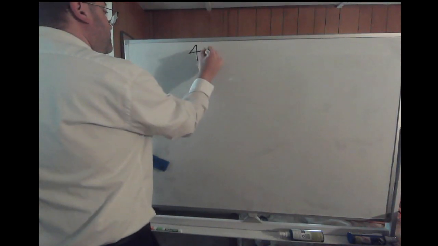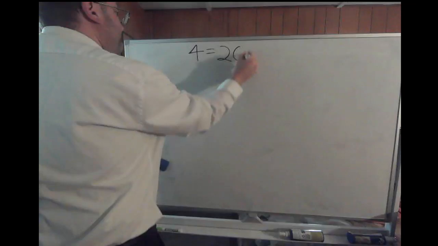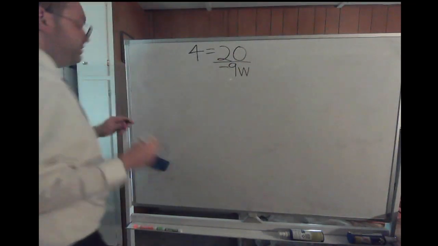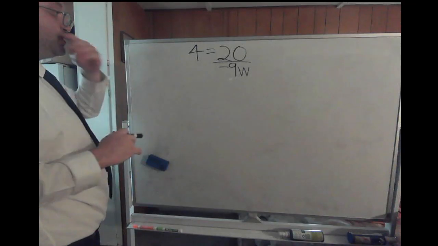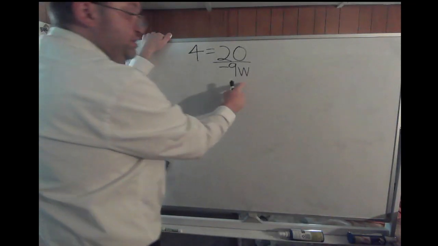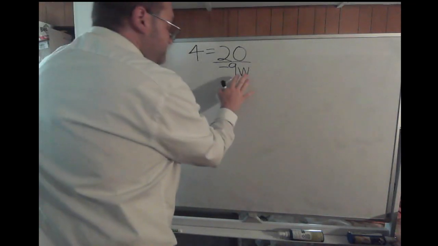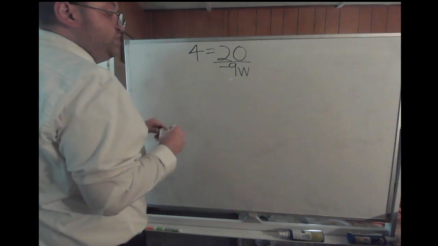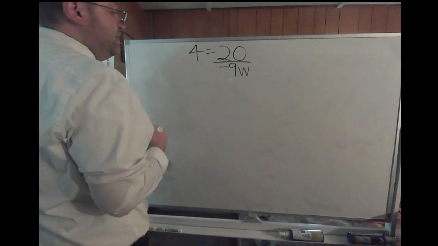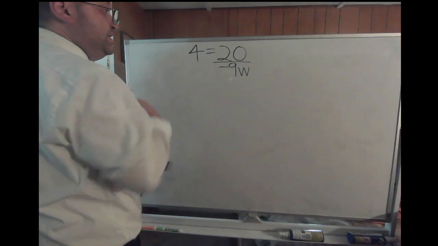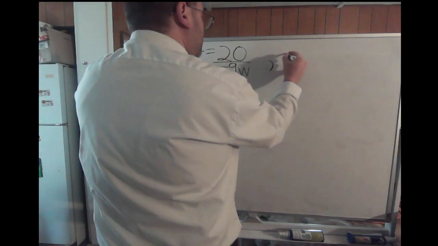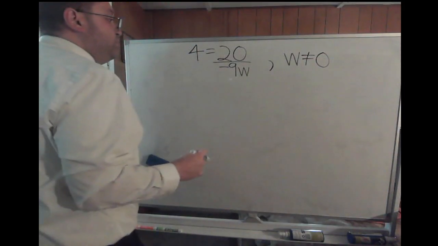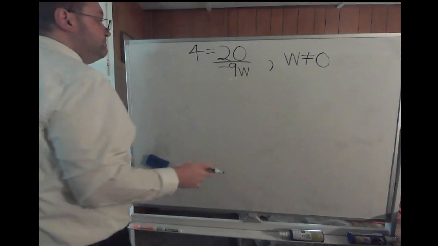Alright, we have 4 equals 20 over negative 9w. Well, first let's start with that negative 9w. Since we have a variable, it can't equal 0, right? Otherwise it would make the expression undefined because you'd have a 0 in the denominator. You set negative 9w equal to 0, that means w equals 0, so we cannot let w equal 0. That's where it would be undefined.